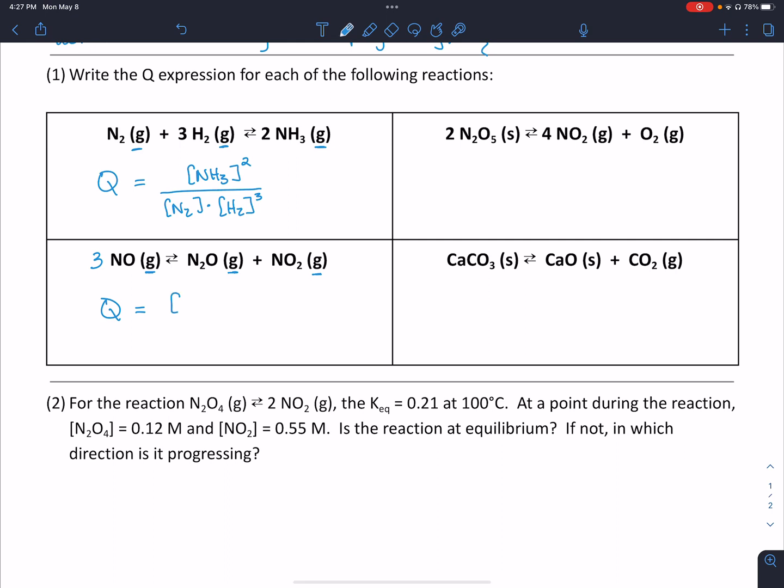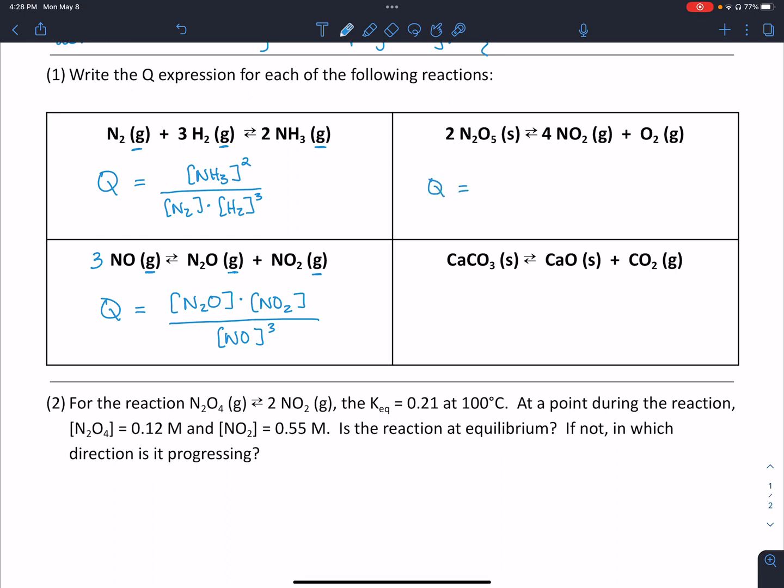All right, so we start with our products, N2O. Whoops, left out the O. It has a coefficient of 1, so we leave it. NO2 has a coefficient of 1, so we leave it. Over our reactant, which is NO gas, has a coefficient of 3, so we cube it. So that would be our Q expression for this reaction. Now we move over here.